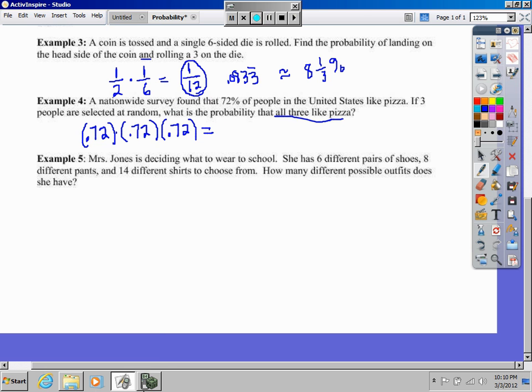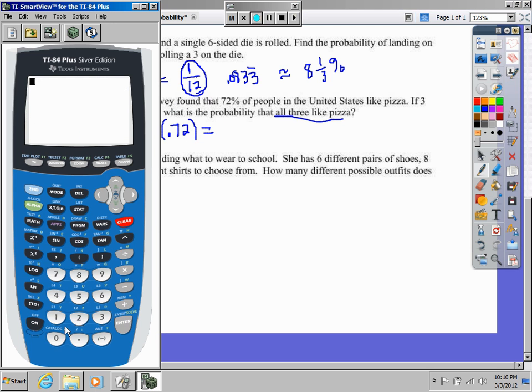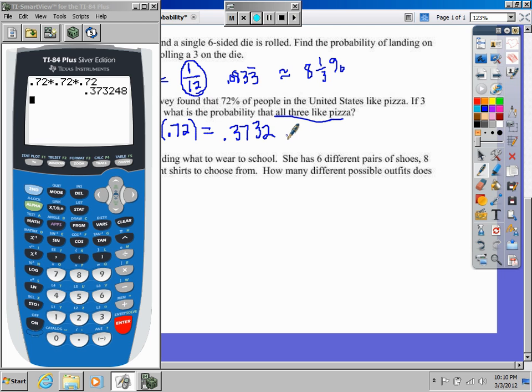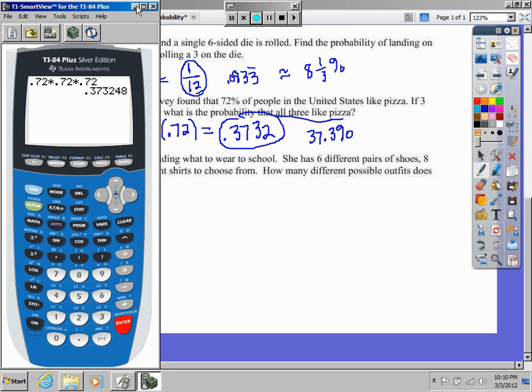So when I compute this, all I would need to do is take 0.72, multiply that by 0.72, and multiply that by 0.72. This gives me my final probability, which is going to be 0.3732, which is about 37.3%. So there's the decimal equivalent. The percentage chance is 37.3% that all three people would like pizza based upon the statistics that we were given originally.